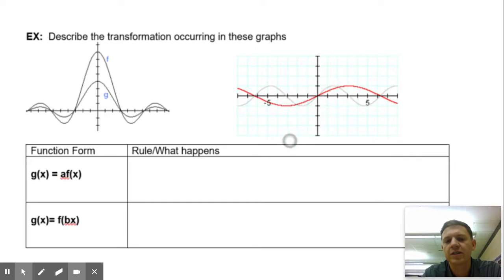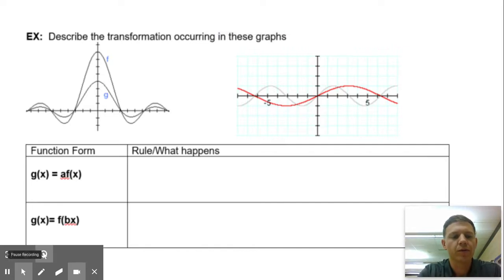So that looks like it's getting shrunk by a factor of 2, or stretched by a factor of 1/2. If you think of stretching by a factor of 1/2, that'd actually be making it smaller, right? Multiplying by a fraction makes things smaller. It's being stretched by a factor of 1/2, and that's going to be important here in the future for the rules.